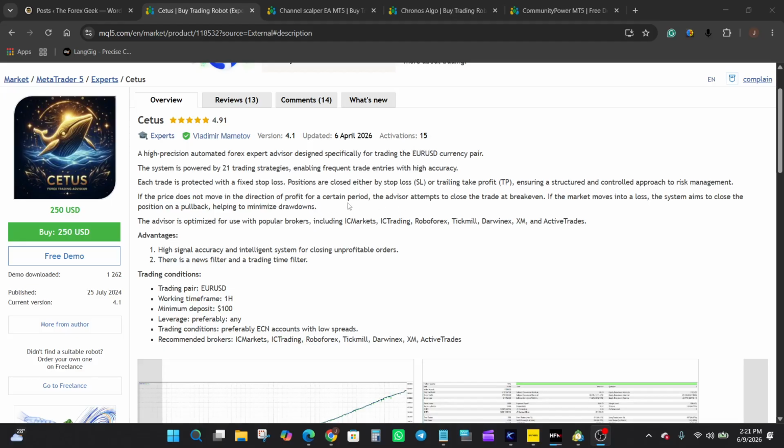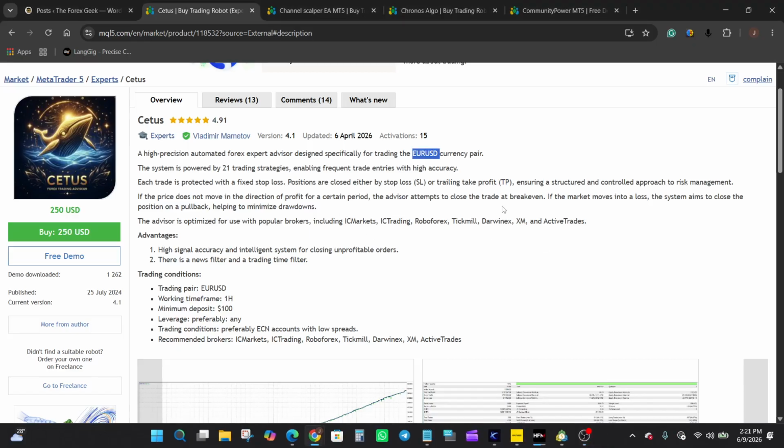From the description, this is a fully automated expert advisor designed specifically for trading Euro USD, and it is optimized to run on the 1 hour time frame. The minimum deposit mentioned is $100, and it is recommended for ECN style accounts with low spreads, which makes sense for systems that take frequent trades.